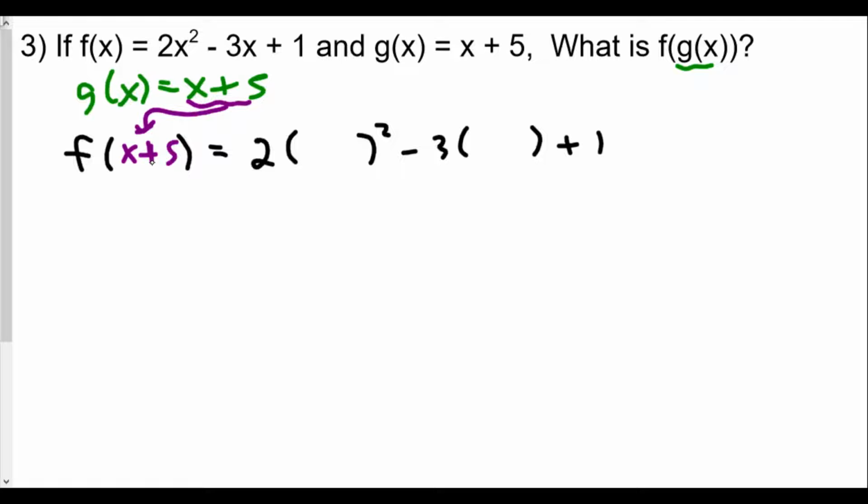The first confusion I find students have is that they think we're trying to find a numerical value, some number at the very end, which you're not going to get. You're going to get an expression in terms of x. The most common error students make is they multiply the functions, which is not the case here. When you see a function within parentheses of another function, it means you're plugging that function into the next one. So every time we see an x in f of x, we're plugging in x plus 5.